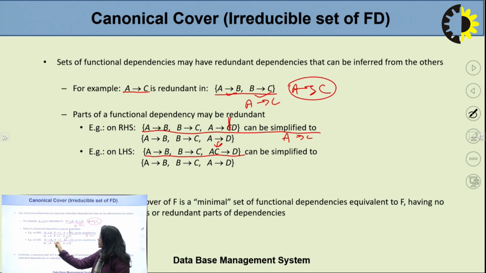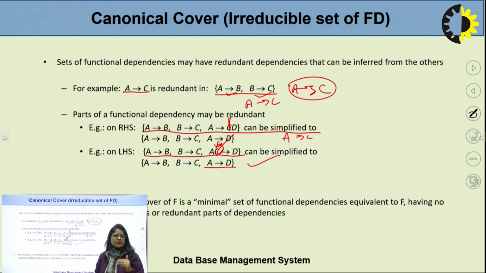Here we have these two functional dependencies, so we can deduce A tends to C, which is not written here because it is redundant. If we know A, we can deduce this C, so no need to write this C. So we can eliminate it. What we can write is A tends to D instead of AC tends to D. C can be deduced by A, so we need not write it. So it can be simplified like this.